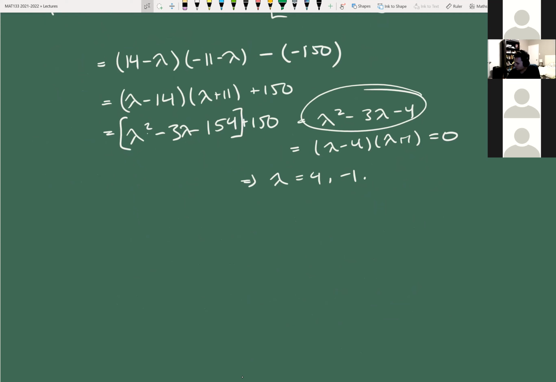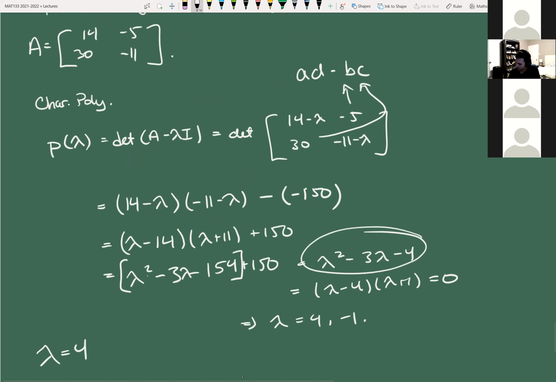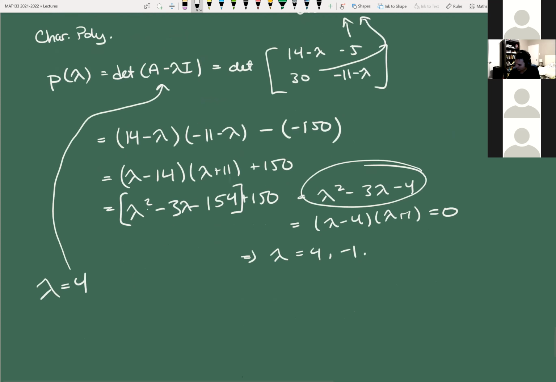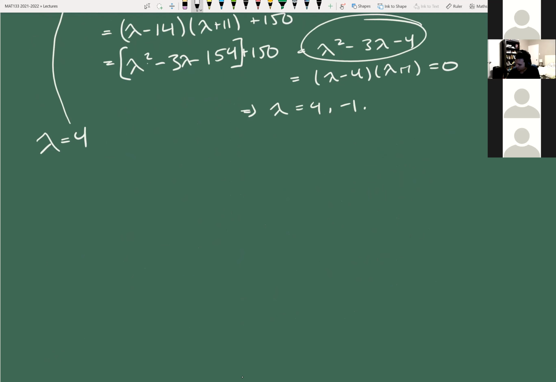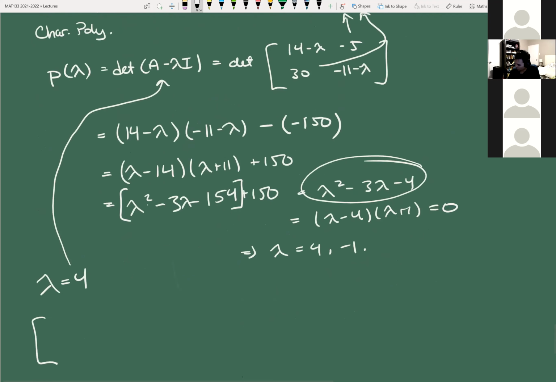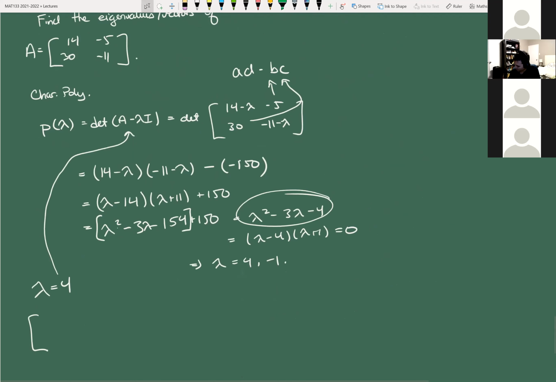Okay, so you guys choose. Do you want me to do the lambda = 4 or the lambda = -1 eigenvector? 4? Okay. So now I'm going to take lambda = 4 and plug it back into A minus lambda I. So I'm going to look at A minus 4I. What is that actually? That's going to be 10, -5, 30, -15.